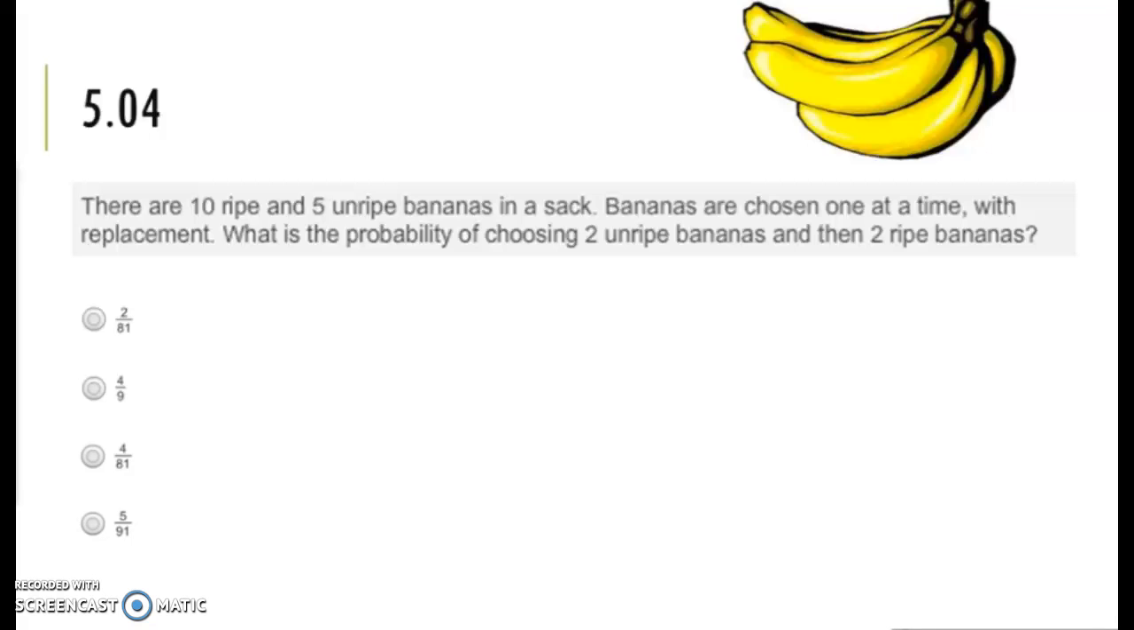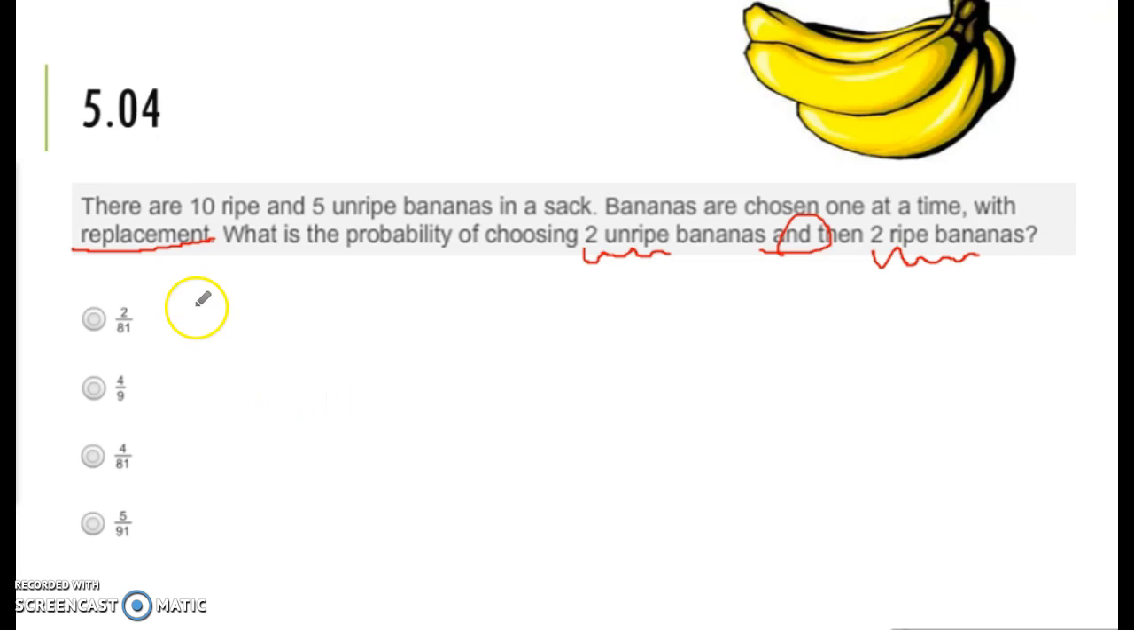There are 10 ripe and 5 unripe bananas in a sack. Bananas are chosen one at a time with replacement, so you're going to put that banana back in the sack. What is the probability of choosing 2 unripe bananas and then 2 ripe bananas?